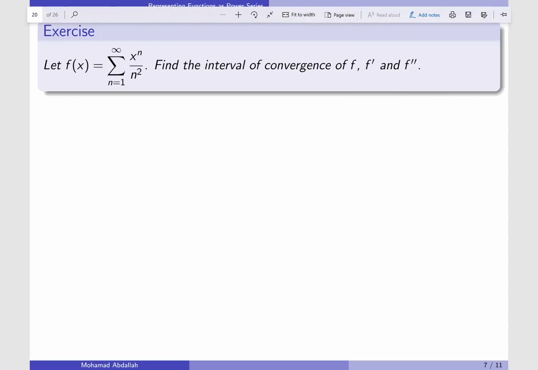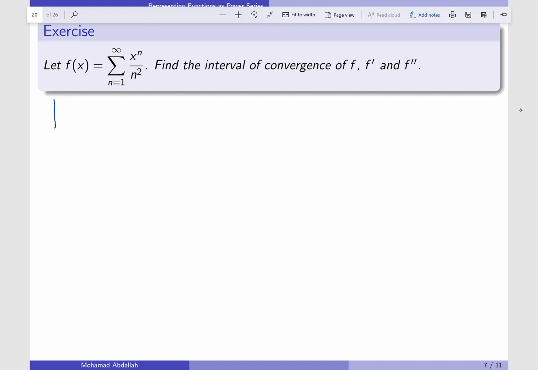Let's consider the following example. I have f of x equal to the sum of x to the power n over n squared. I want to find the interval of convergence of f, f prime, and f double prime. Okay. Let's start with f of x first. To find the interval of convergence of f of x, I can use the ratio test.